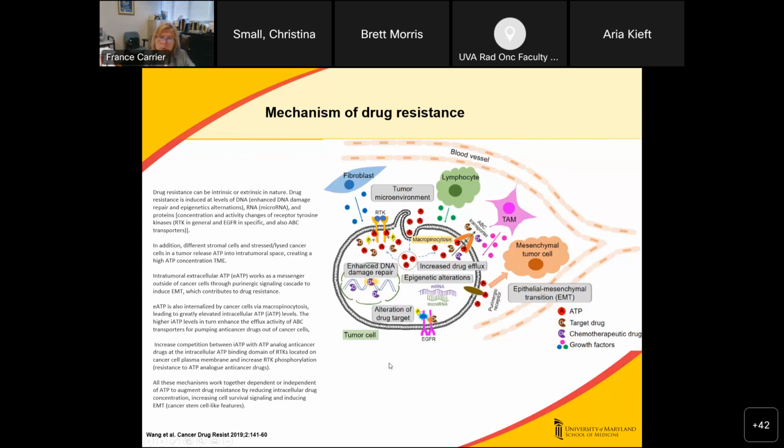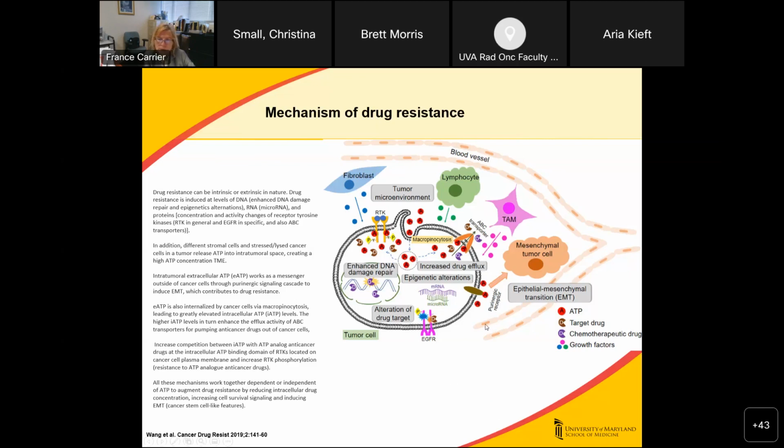The most common, or best known, resistance to anti-cancer drugs is mediated by this class of proteins here. They are called ABC, the ATP binding cassette transporters, that can pump drugs out of the cells. They need ATP, and that ATP can come from the tumor cells, but it can also come from the tumor microenvironment, which can secrete ATP. That ATP can be internalized and then fuel and activate those ABC transporters as well. The ATP can also compete out some small molecules that are ATP analogs, for example, to prevent activation of tyrosine kinase receptors.